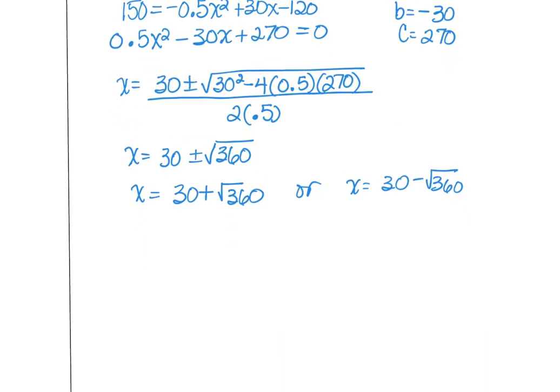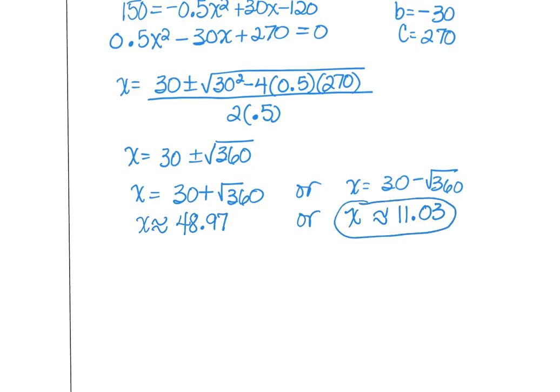So calculating 30 plus the square root of 360, I get about 48.97, or 30 minus the square root of 360 is about 11.03, and this is in dollars, so we want the smallest amount we can charge. So $11.03 is the smallest amount we can charge for a $150 profit. So $11.03.